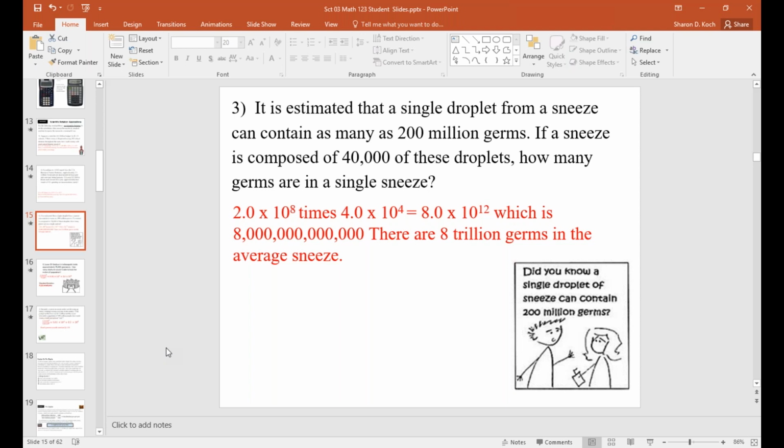Now think about it. It's saying one drop has 200 million germs. So I have one drop. But a sneeze has a whole bunch of drops. It has 40,000 drops. I'm trying to find the total germs.